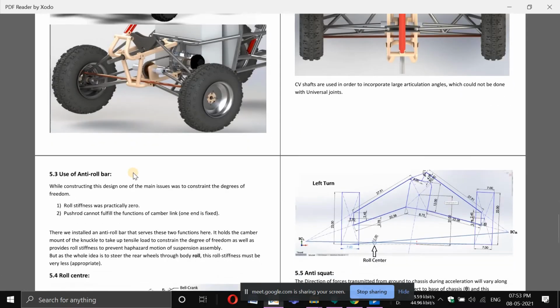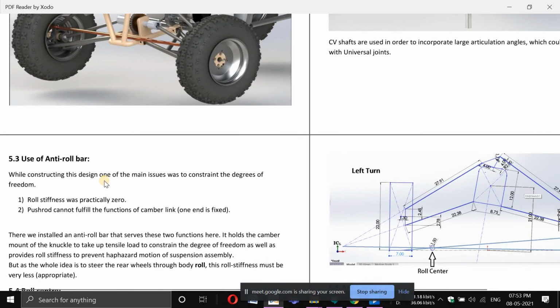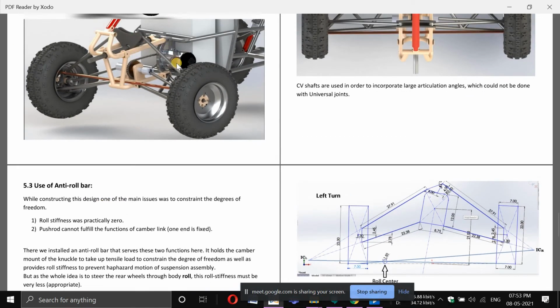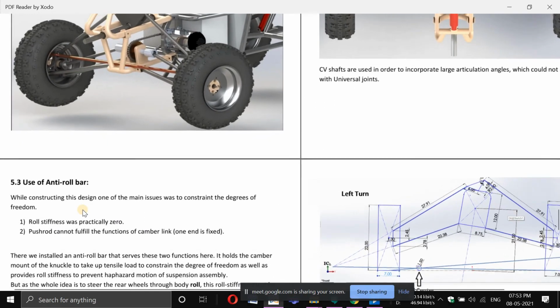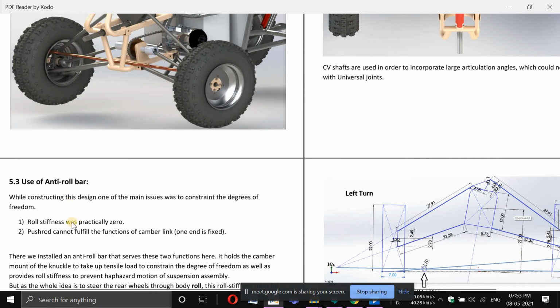So the anti-roll bar here serves two purposes. The first purpose is to make the roll stiff. In the previous design, the roll stiffness was zero, because these two links are push rods. These are rigid links, and these two are again in turn a four-bar mechanism. A four-bar mechanism is generally not constrained enough, so roll stiffness was zero there. So roll stiffness has been added using this anti-roll bar in our design. And the second and main purpose is that the push rod cannot fulfill the functions of a camber link.